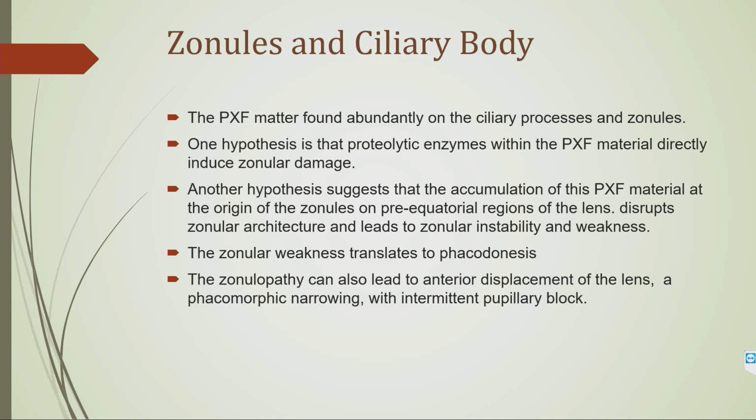So usually there will be some amount of pigment when the deposits are seen; always look for phacodonesis. Otherwise you may miss this, and you can plan for a cataract surgery, and there may be complications. So this zonular weakness is due to the proteolytic enzymes in the PXF material or accumulation of the PXF material at the preequatorial regions of the lens.